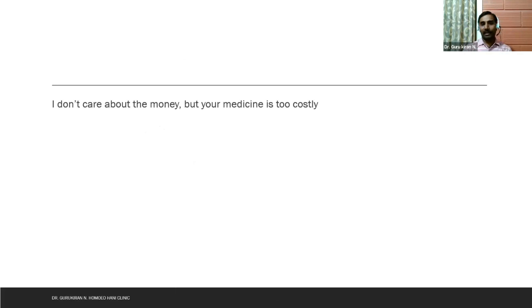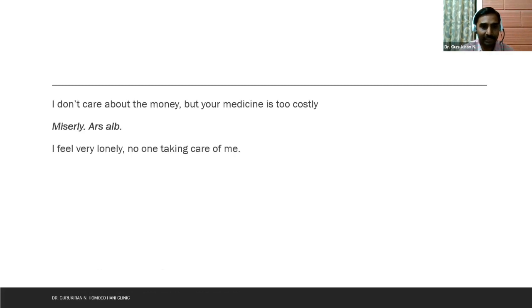I don't care about the money, but your medicine is too costly, sir. This we have encountered in our clinic. How much ever money I can give you, but after the prescription, after the consultation, sir, it has become too costly, sir. What is that? How can we convert it to a rubric? That is miserly. The patient is miserly. These are all very important tips. We have to make a note of it. Not only the first time, but also when the patient comes for follow-up, this may help in cracking a case. That is arsenicum album.